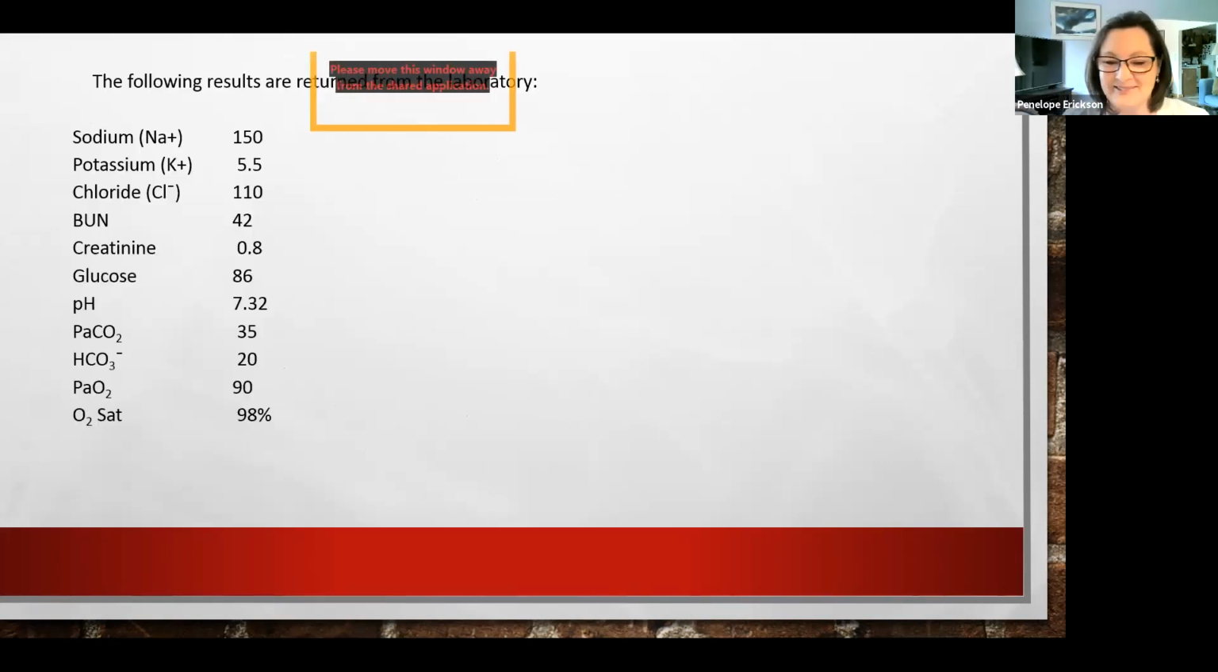And here we go, right? We're like, oh, we can't wait. What does it show? Our sodium's 150, potassium's 5.5, chloride's 110, BUN is 42. That's our kidney function with the creatinine and BUN, 0.8. Glucose is 86. pH is 7.32. Carbon dioxide 35, bicarb is 20. His oxygenation arterial sat is 90 and O2 sat's 98, so that's okay there, okay? pH. What do you think about his pH, Susanna?